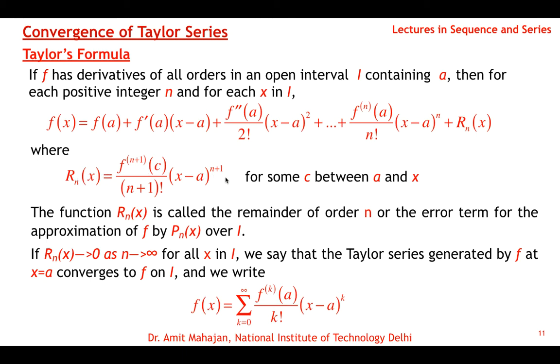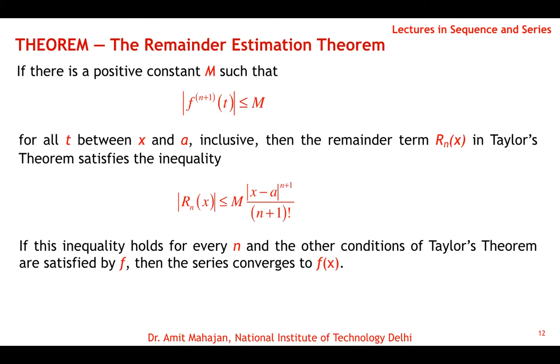So there is one result which is the estimation of this error, known as the remainder estimation theorem, and it says that if there is a positive constant M such that the (n+1)th derivative of the function is bounded by this number M for all t between x and a inclusive, that means t can take a value of x as well as a, then the remainder term Rn(x) in Taylor's theorem satisfies this inequality: the absolute value of the remainder is bounded above by M times the absolute value of x minus a to the power n+1, over (n+1) factorial.